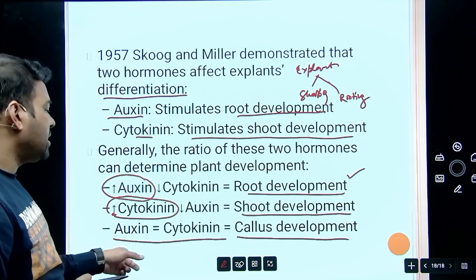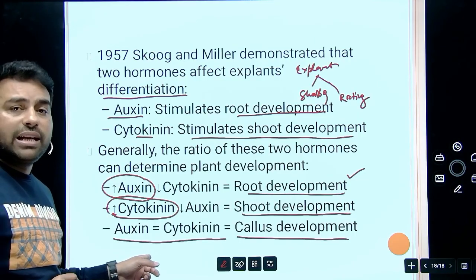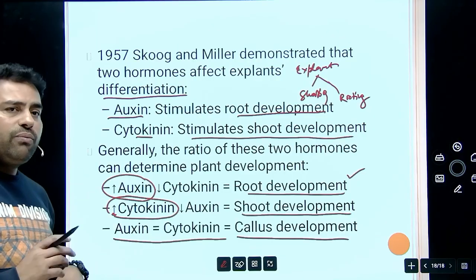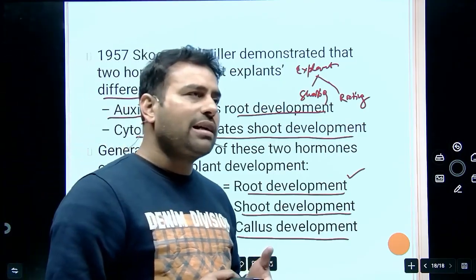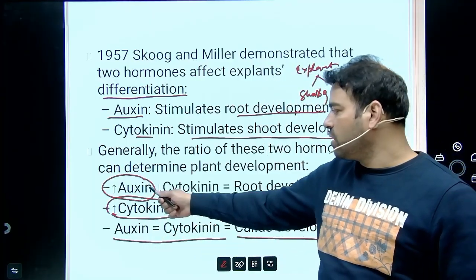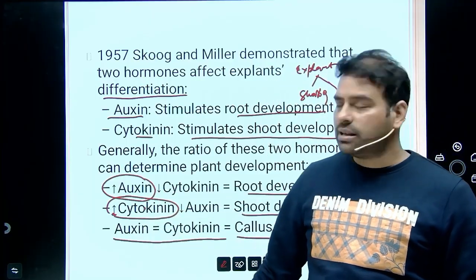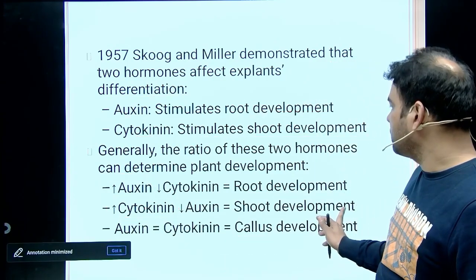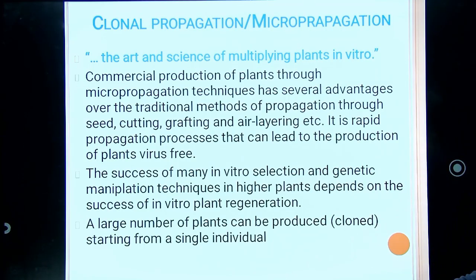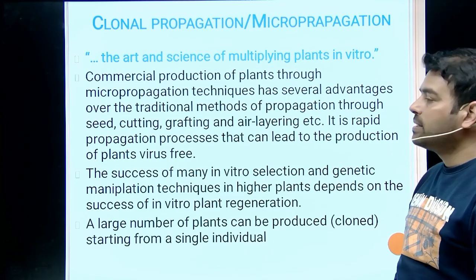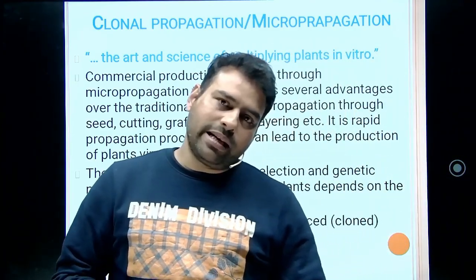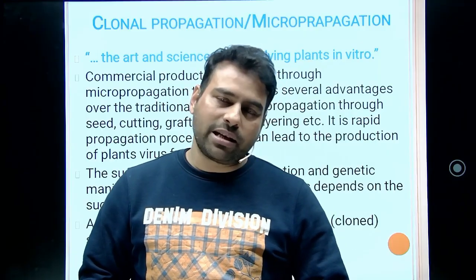So generally, the third combination is what we use. If we are conducting some research trials, then we can use both conditions, auxin high and cytokinin high, according to the need. Clonal propagation, micropropagation. So basically we have discussed the major requirements of plant tissue culture or any experiment for mass multiplication.